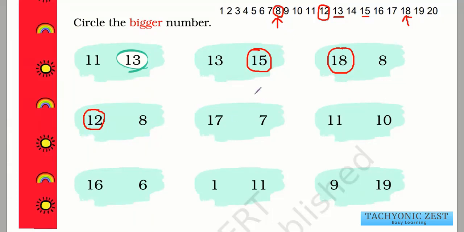Now the next one I leave as homework for you to do, 17 and 7. Please do it and please get it checked by your teachers or your parents.